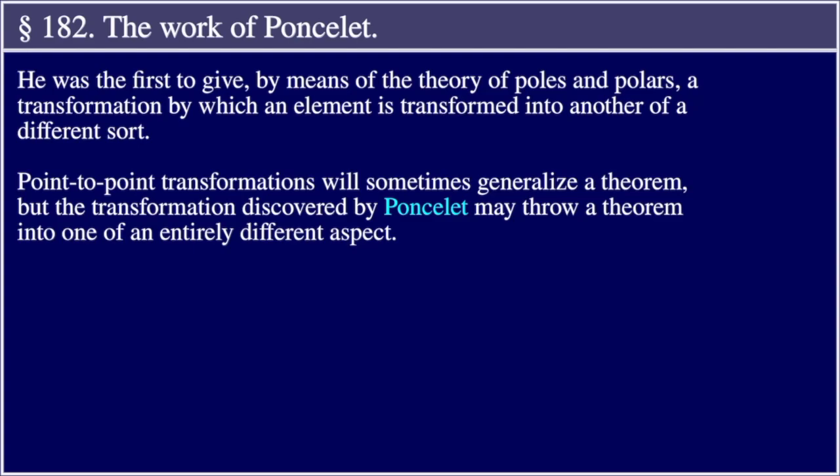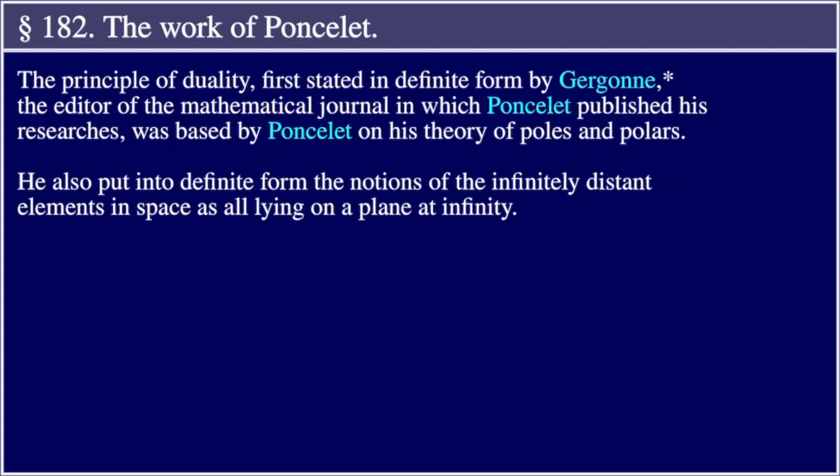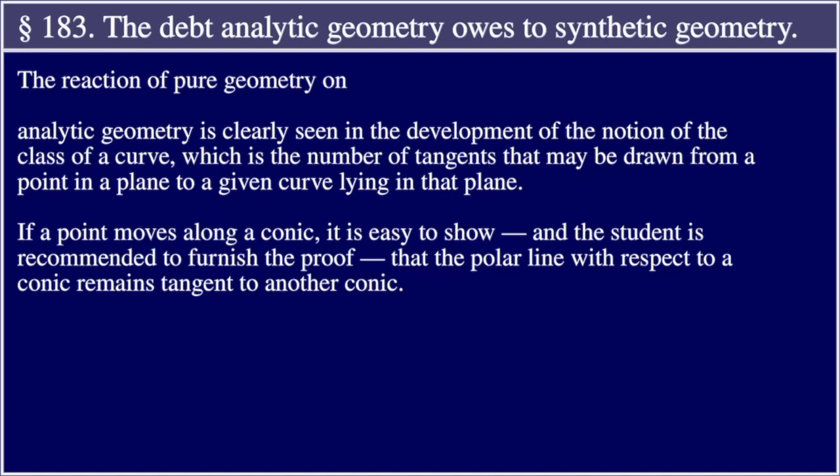The principle of duality, first stated in definite form by Gergonne, the editor of the mathematical journal in which Poncelet published his researches, was based by Poncelet on his theory of poles and polars. He also put into definite form the notion of the infinitely distant elements in space as all lying on a plane at infinity.